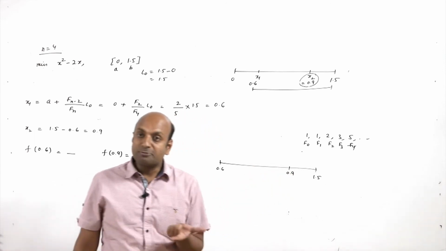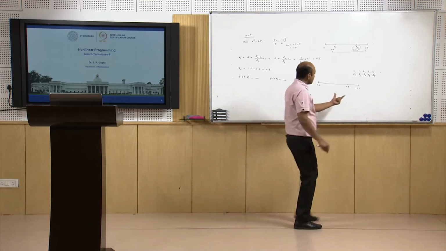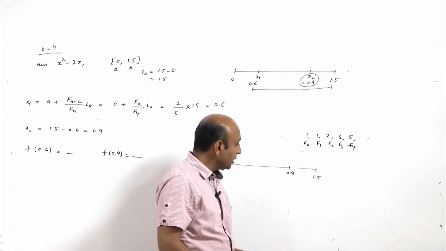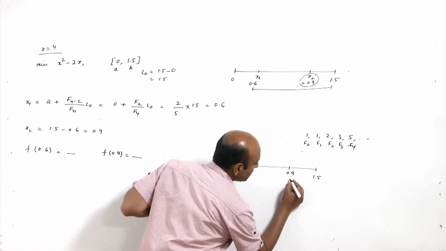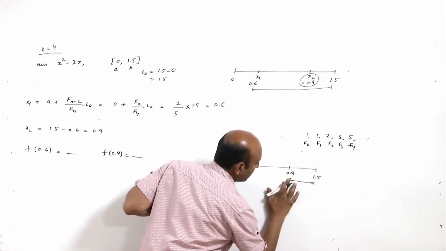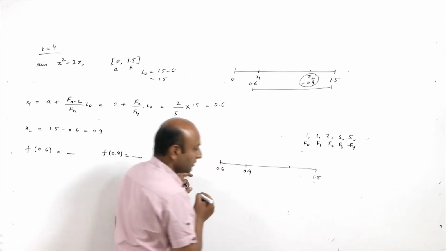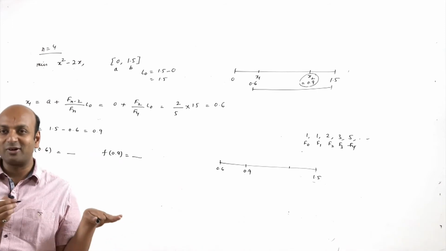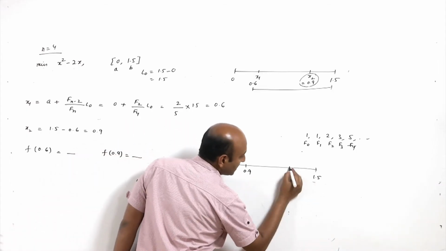Now, the two experiments are always placed symmetrically from the endpoints. So, this distance is this distance. So, this will be 0.9. One experiment coincides with the previous one. So, this is 0.3, so this must be 0.3. So, it is 1.2.